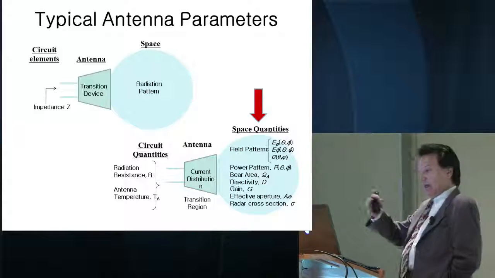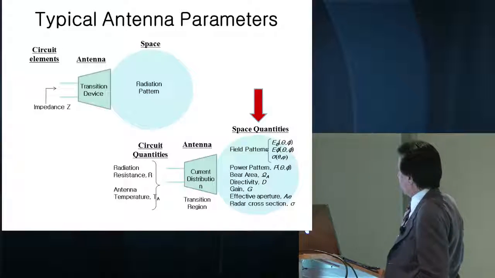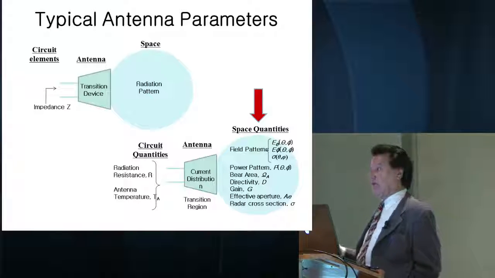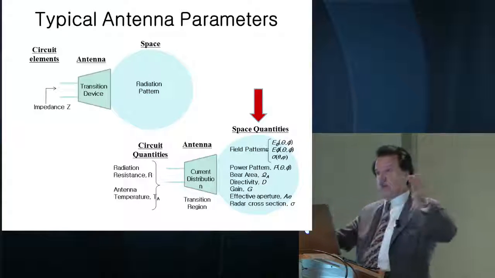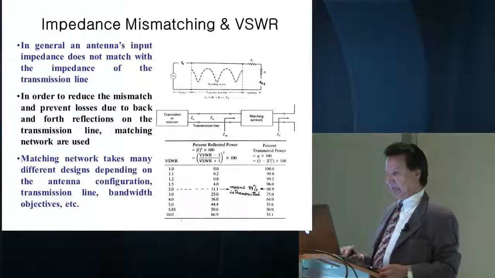And when we look at how to represent the radiation, we typically talk about the far field patterns, beam area, directivity, gain, and so forth and so on. And of course, all of them are ultimately used in Friis's equation to create an effective communication link. That's what we are interested in.